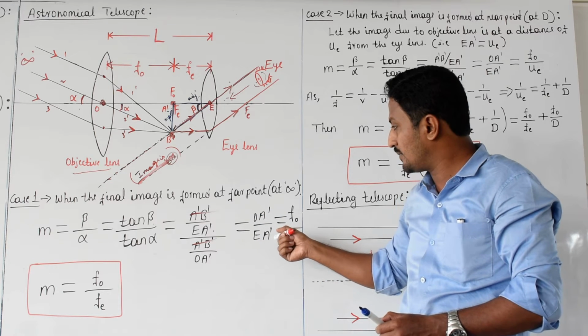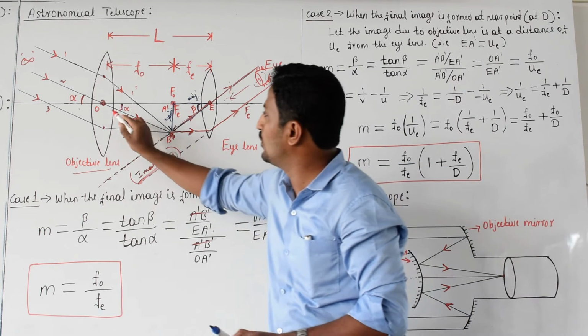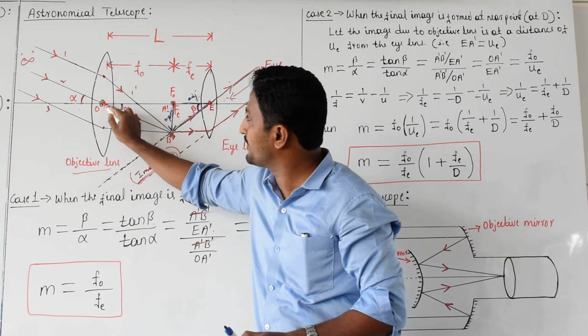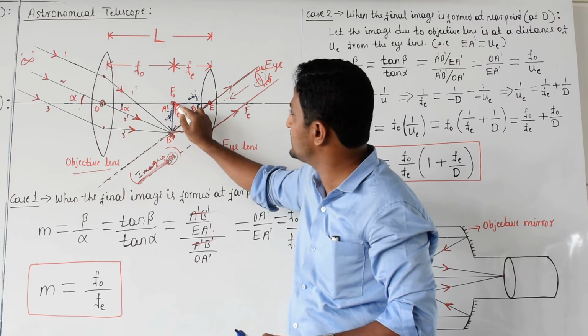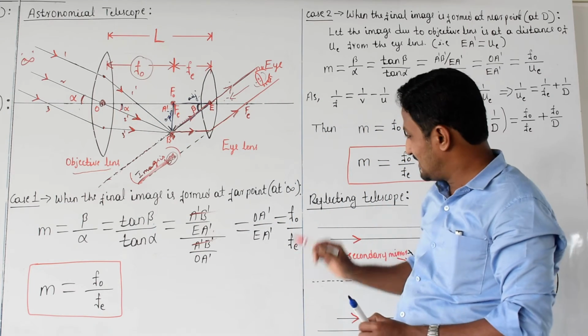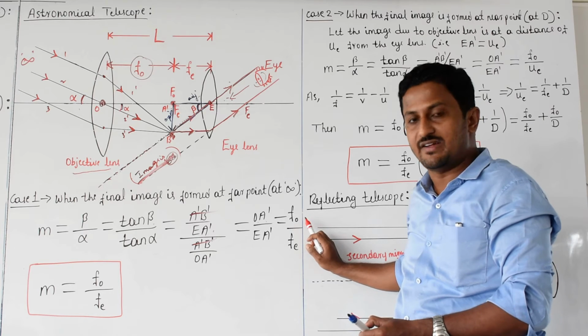Look at the diagram. What is that OA'? Where is that O? Here is O, here is A'. What is this distance? This distance we treated as focal length. I mean OA' is nothing but the focal length of the objective lens.